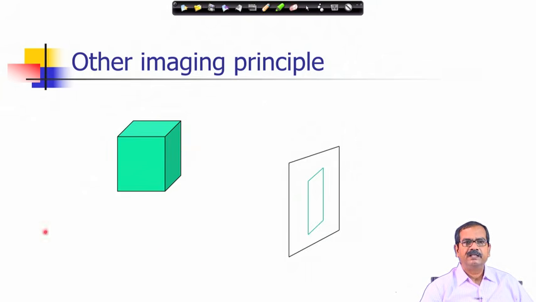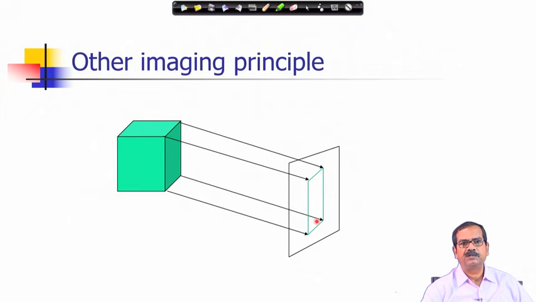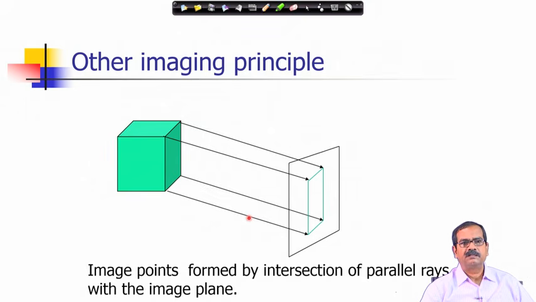For example, in this case what I am going to show here is the image of this cube where one of the planes of the cube has been projected here, and as you can see all these points are projected parallelly to this plane. There is a particular direction which has to be considered in this case for this projection. It could be normal to the plane, it could be any other direction in a three-dimensional space. So, this rule we can summarize in this way: image points are formed by intersection of parallel rays with the image plane.